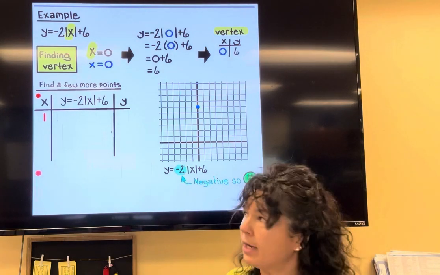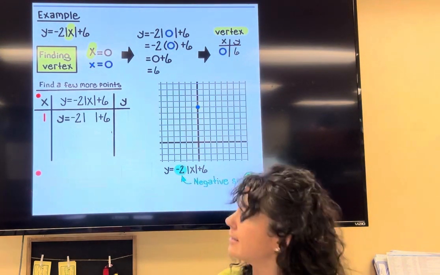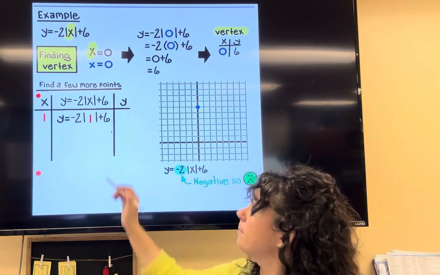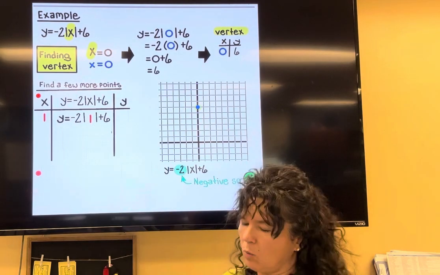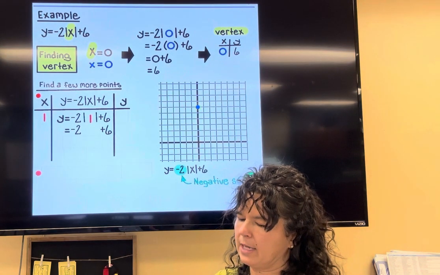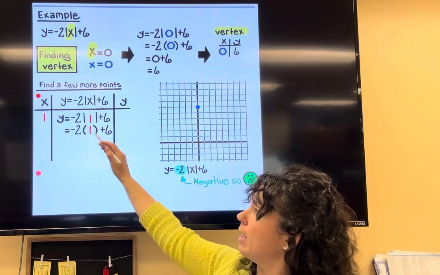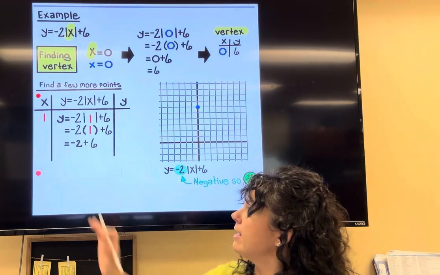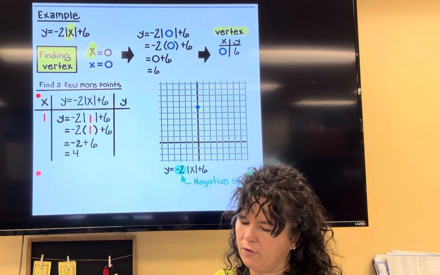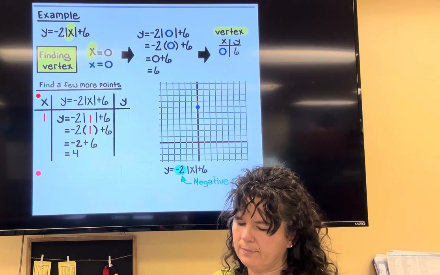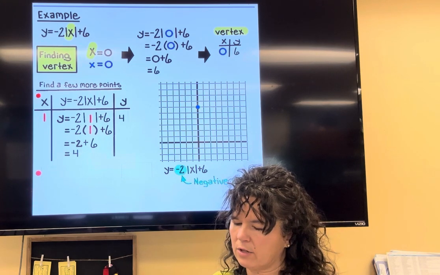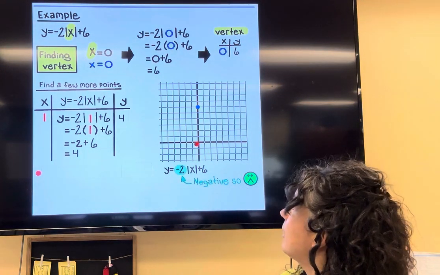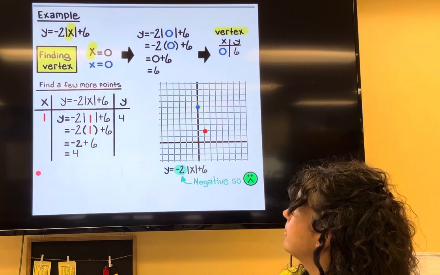I substituted in 1. Okay, so let's go ahead and make that substitution. So here we go. Put that 1 in there. If we find the absolute value of 1, we get 1. So I'm going to replace that absolute value of 1 with the number 1. Let's do that multiplication. -2 multiplied by 1 is -2. And then -2 plus 6 is 4. So when I substituted in 1, I got out 4. That gives me an extra point here. So let's take and plot that point. Right 1, up 4.